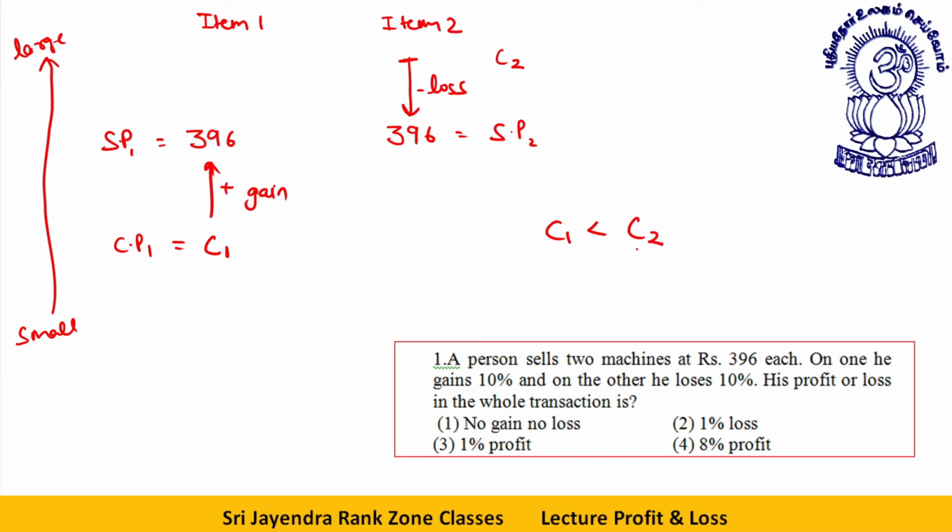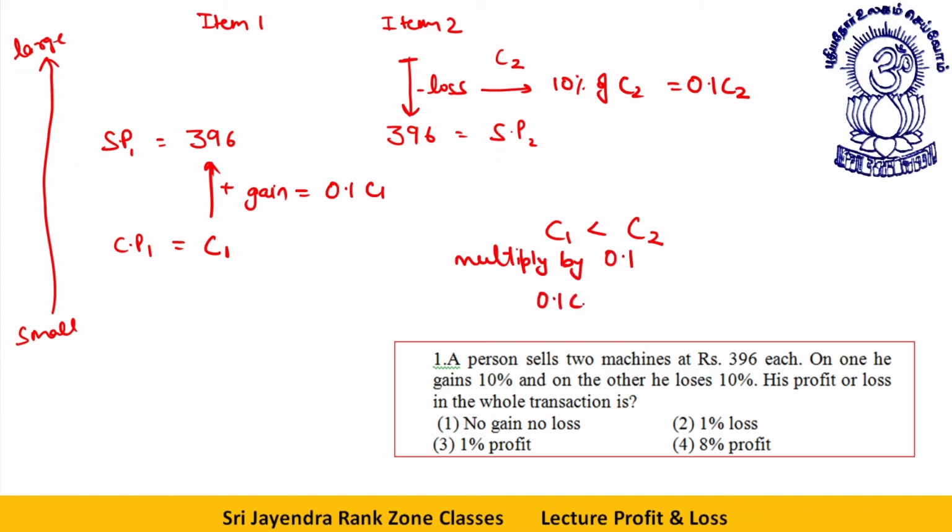C1 is less than C2. So the gain is 10% of C1, or 0.1 C1. The loss is 10% of C2, or 0.1 C2. C1 is less than C2. If I multiply both by 0.1, what do I get? 0.1 C1 is less than 0.1 C2, or I can say the gain is less than the loss.